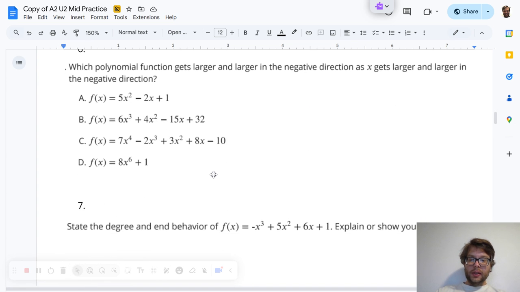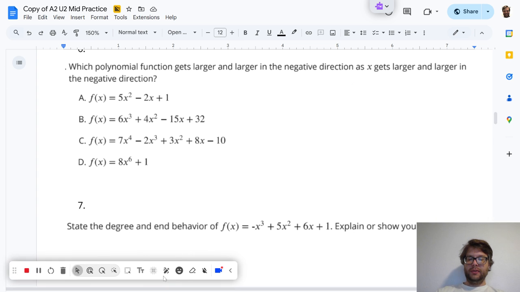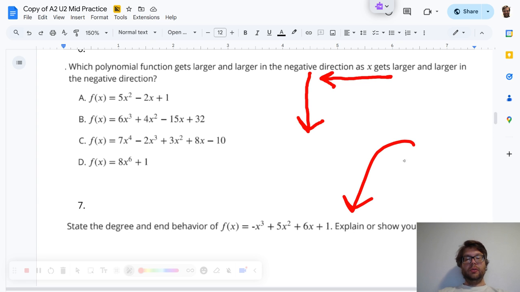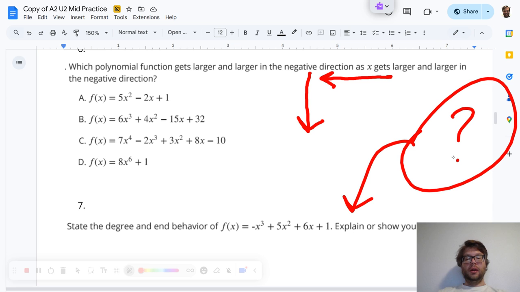All right, let's see. What polynomial gets larger and larger in the negative direction as x gets larger and larger in the negative direction? Okay, these sentences are hard for people a lot of times. When they talk about the function getting larger and larger in the negative direction, they mean going down. As x gets larger and larger in the negative direction, that means x is going further to the left. So we need to think of a graph that on the left side is doing a curve like this. We don't know what's happening over here, but we know that on the left side there is an end pointing down to the left.